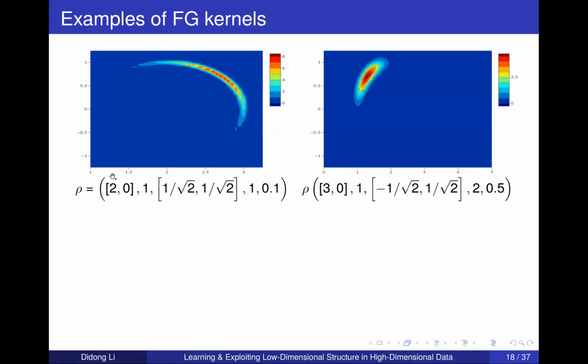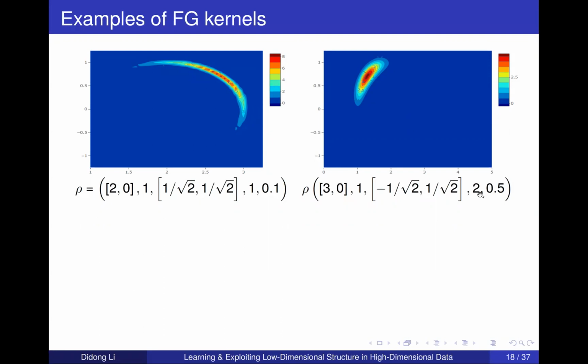The first parameter is the center, so it's hard to tell from the figure. But if you look at the coordinates or the scale, you'll see the difference in the center, and the radius is the same. And the third one is mu, the location parameter. This is in this direction, and this -1 over square root of 2 represents this direction. And this tau is 1 here, and tau is 2 here.